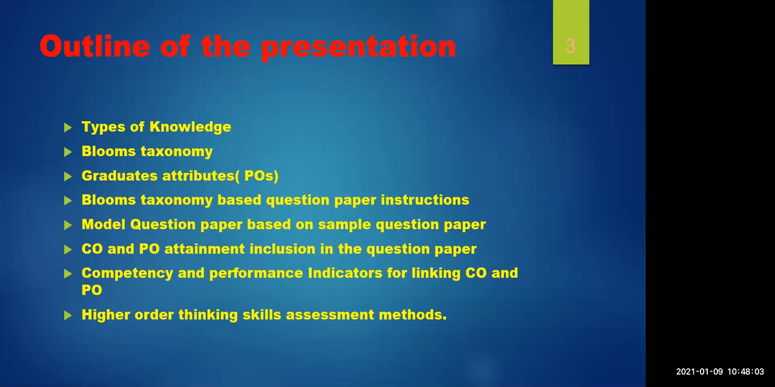So I'll give an introduction about what Bloom's taxonomy is, and examples of questions under different headings. And then AICTE insists on evaluating the CO, the course outcome. That is, unit-wise COs are there, and similarly POs are there. This is also related to NBA.